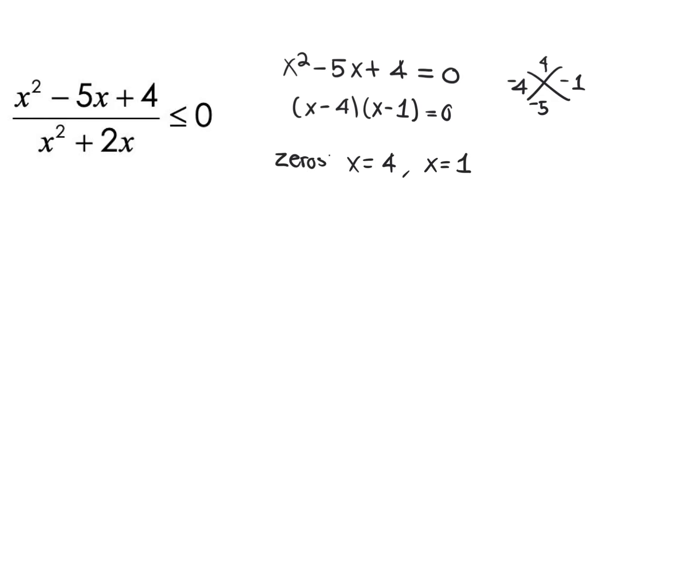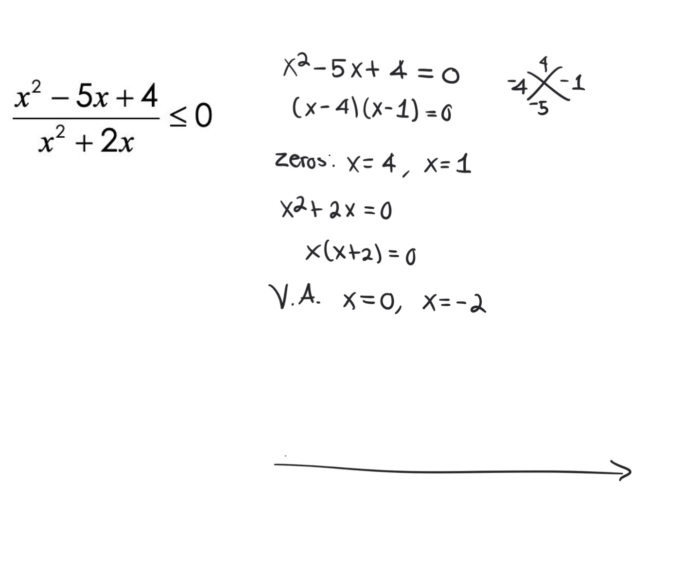And then we're going to set our denominator equal to 0. So we get x times x plus 2 equals 0. So x equals 0, or x is -2. These are the vertical asymptotes. So then we go ahead and we plot the points and we check points surrounding them. So we have -2, 0, 1, and 4. So let's check the values.